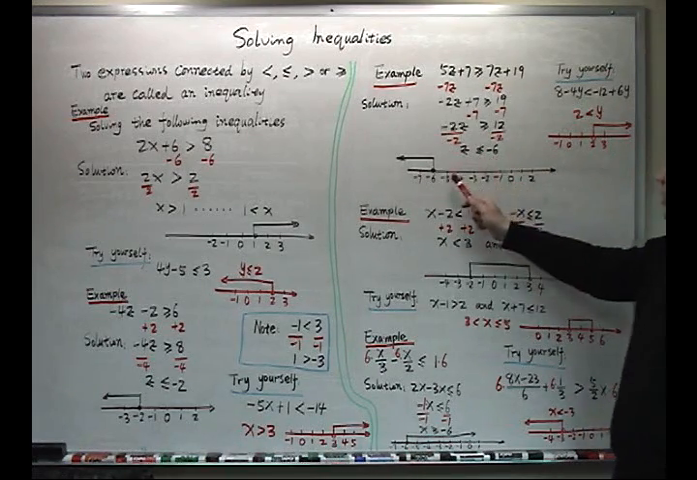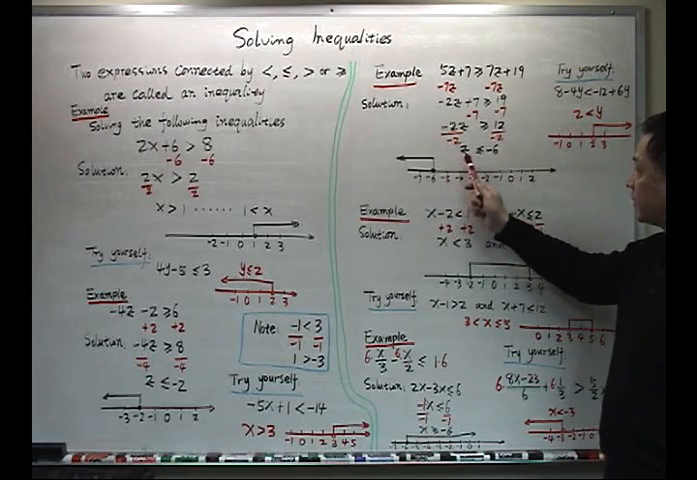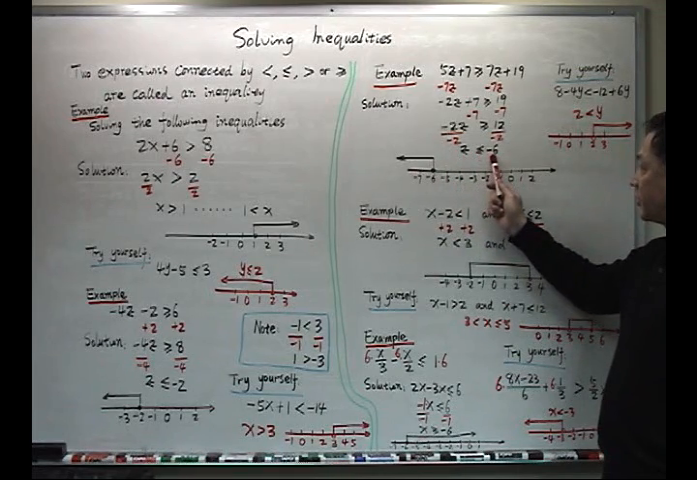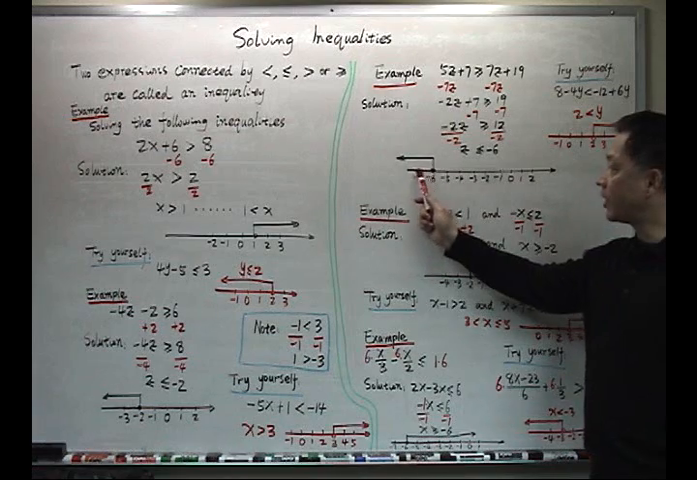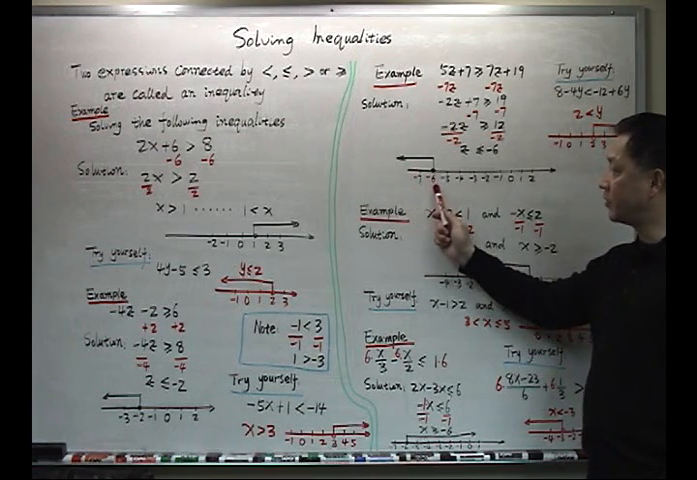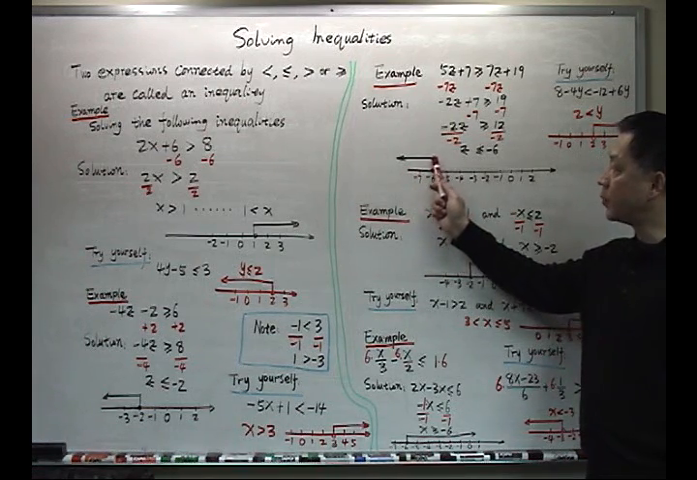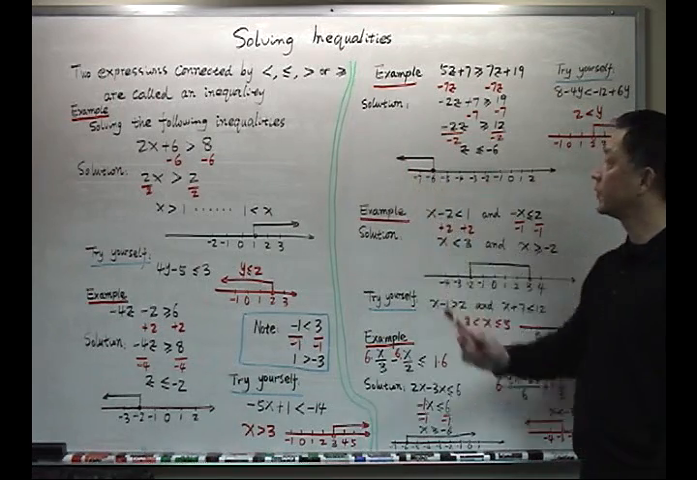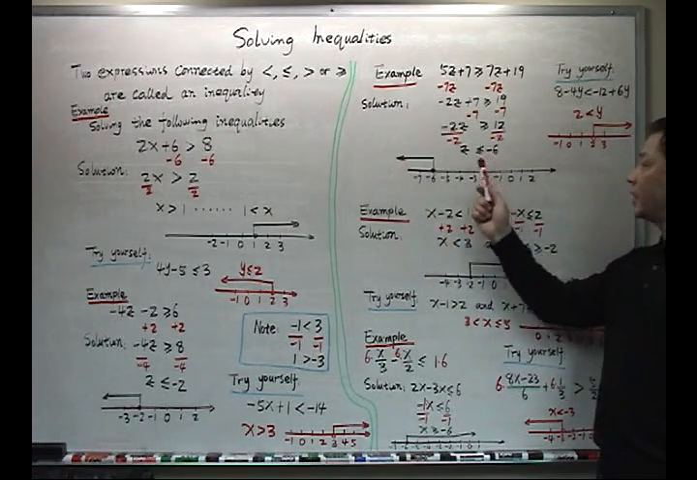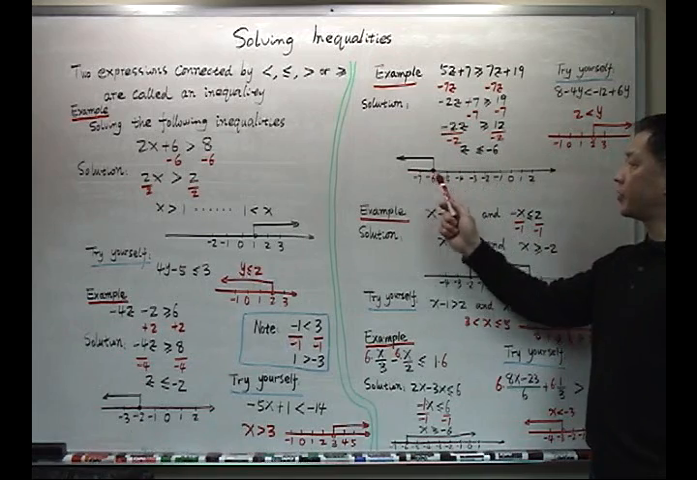Locate -6, it is right here. z is less than -6, so the numbers on the left-hand side are less than -6. So all the numbers on the left. Negative 6 is included, so here is the solid point.